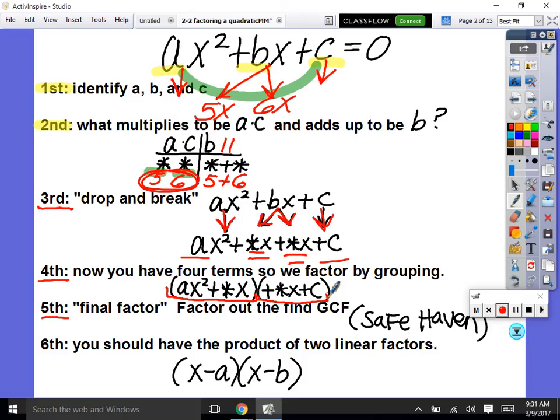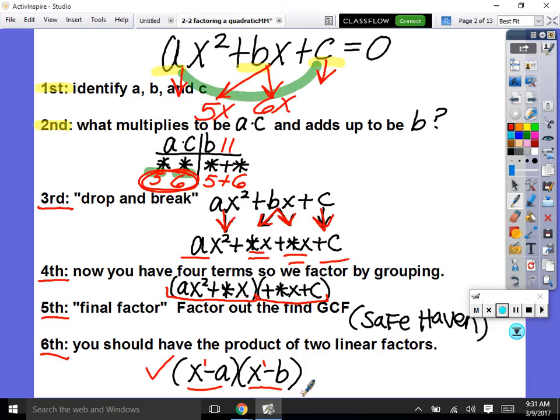So you check your safe haven. Once you factor out what's in common here and here, what's left in your parentheses will be the exact same in both. If not, you factored wrong or used the wrong factors. So then once you have this thing in common, you can factor that out, and then you just have the product of 2 linear factors and you're done. Once you have degree 1, 2 linear factors being multiplied, you factored the quadratic.